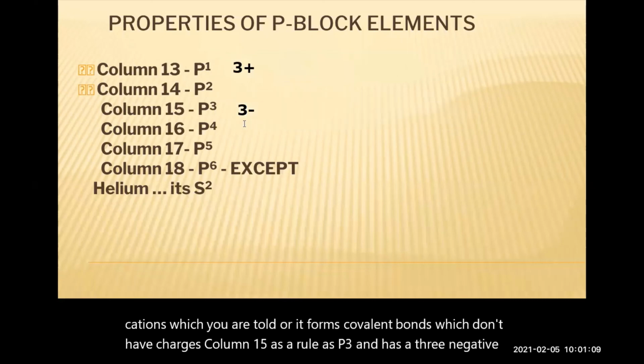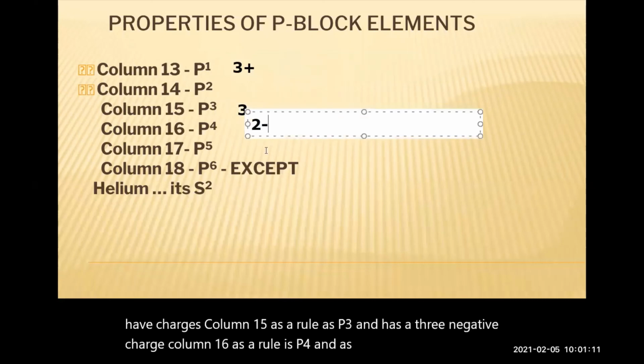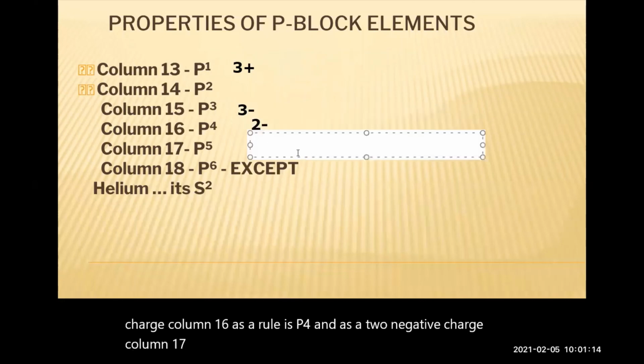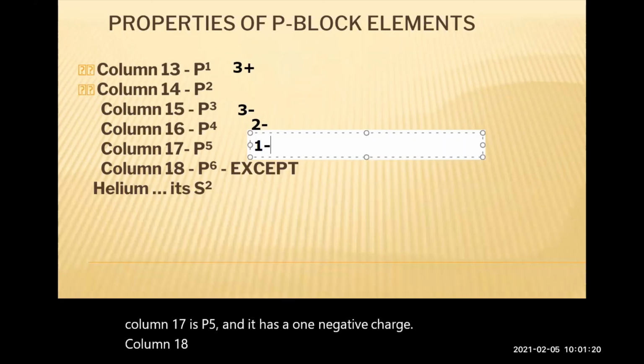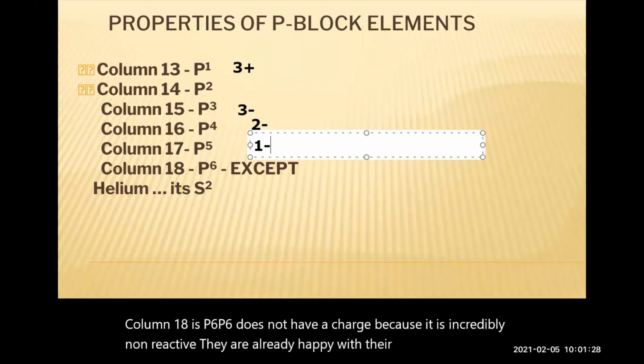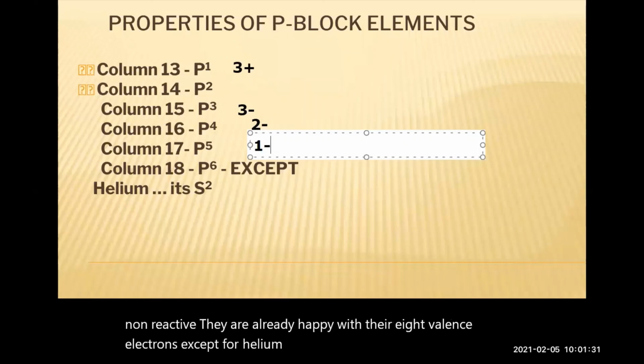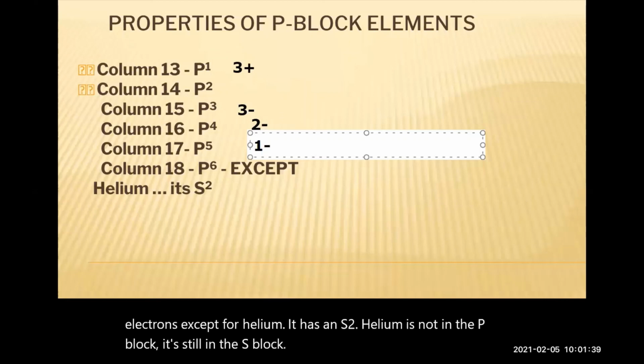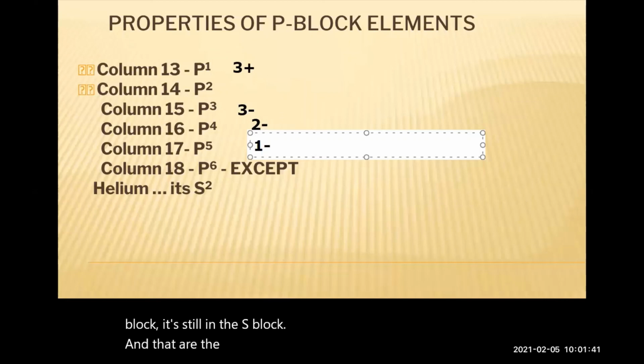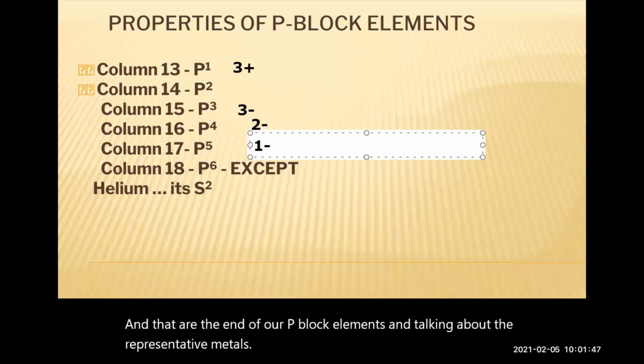Column 16, as a rule, is P4 and has a 2 negative charge. Column 17 is P5 and it has a 1 negative charge. Column 18 is P6. P6 does not have a charge because it is incredibly non-reactive. They are already happy with their 8 valence electrons, except for helium, it has an S2. Helium is not in the P block, it's still in the S block. And that is the end of our P block elements and talking about the representative metals or representative elements.